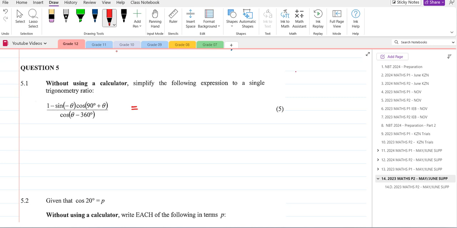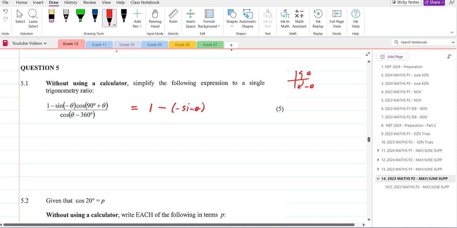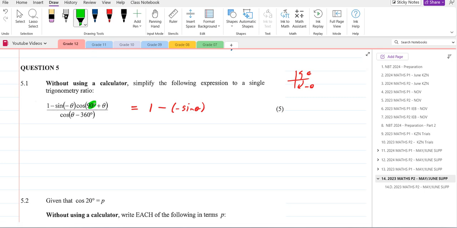Remember, a positive angle goes around, and for a negative angle, positive theta is in the 1st quadrant and negative theta is in the 4th quadrant. So we have 1 minus sine of negative theta, which is negative sine theta, right? And cos of 90 plus theta is in the 2nd quadrant, and because of the 90, cos changes to sine. So we have negative sine theta, because cos is also negative in the 2nd quadrant, and cos changes to sine theta.